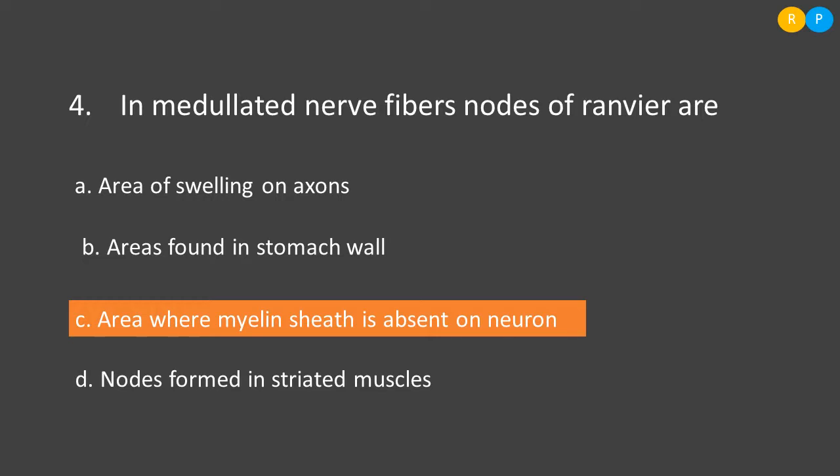Then option D, nodes formed in striated muscle. So there are no nodes of Ranvier in the striated muscles. So the correct answer is option C.